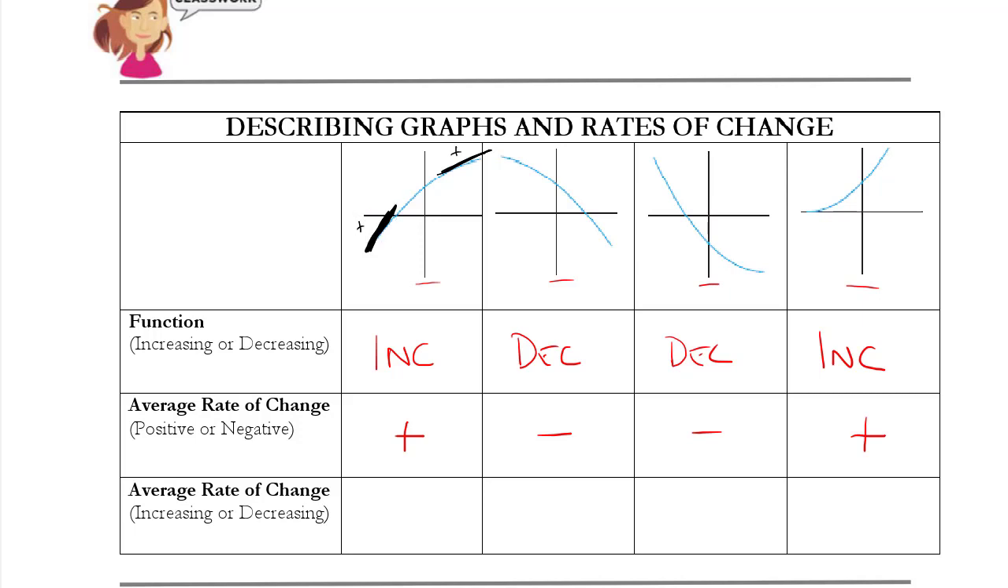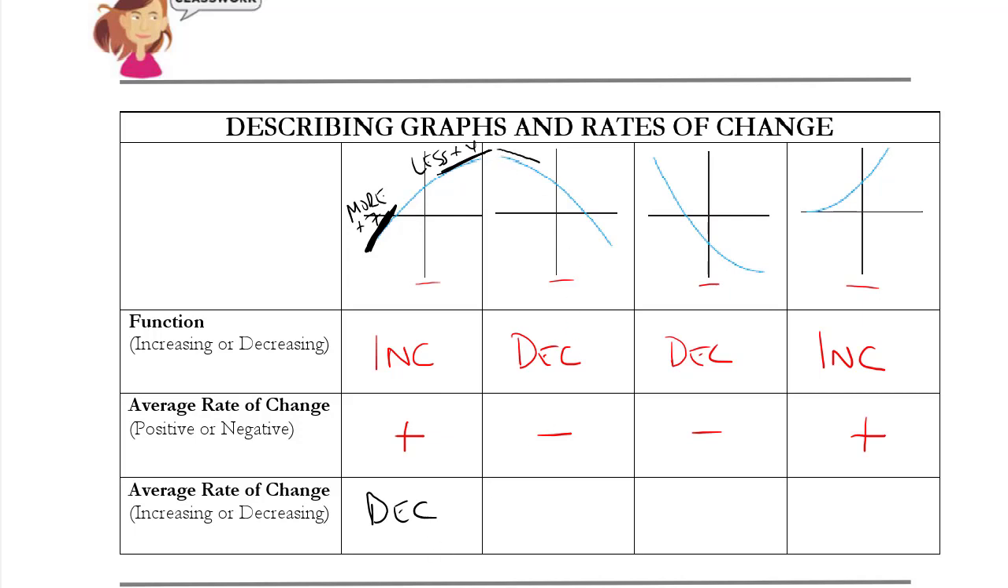So this slope is more positive, and this slope is less positive. And so if I'm going from a larger number, so maybe this number is 7 and maybe this number is 4, right? Is that average rate of change increasing or decreasing? And so the answer here is it's decreasing, right? It is decreasing. So let's do the same thing over here.